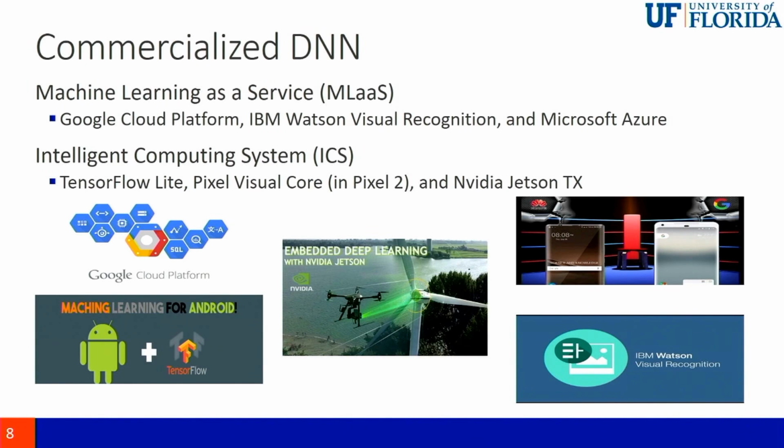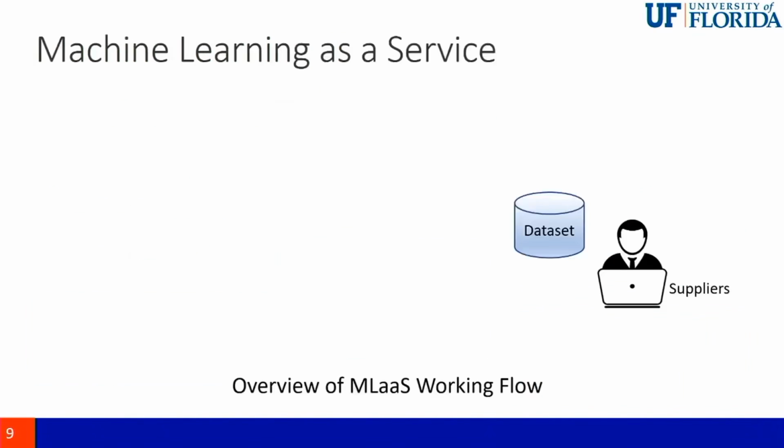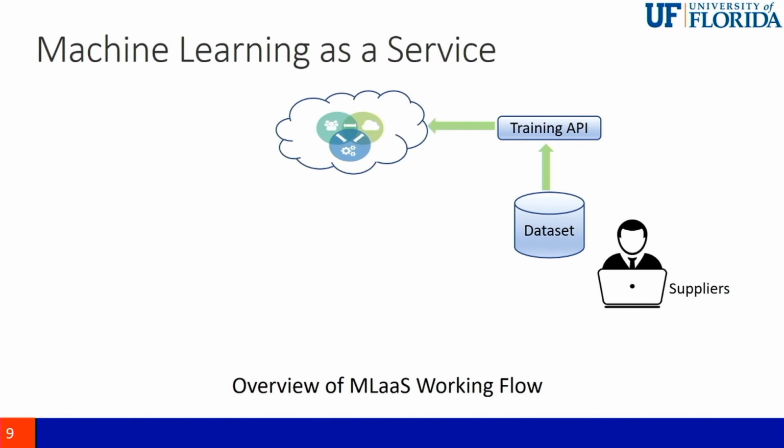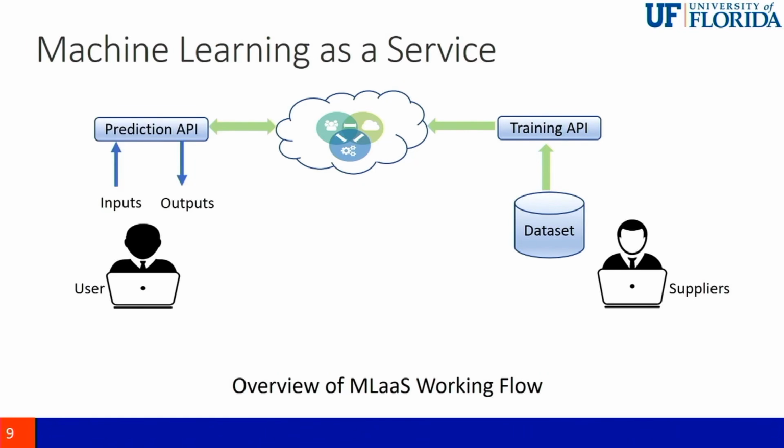What we are focusing on in our work is machine learning as a service. So what is machine learning as a service? The idea is that a supplier has a data set. They use a training API provided by the cloud. Instead of training locally, they rely on cloud resources. The cloud provides the training API, and the supplier puts their data set inside and does all the training. Eventually, after the model has been trained, the cloud provides a prediction API for users.